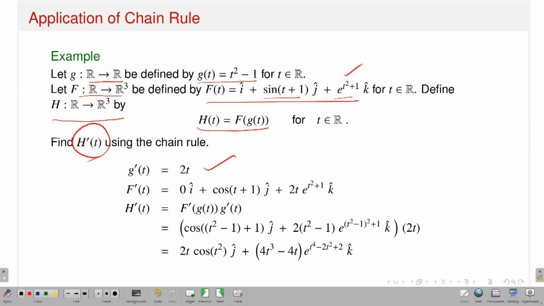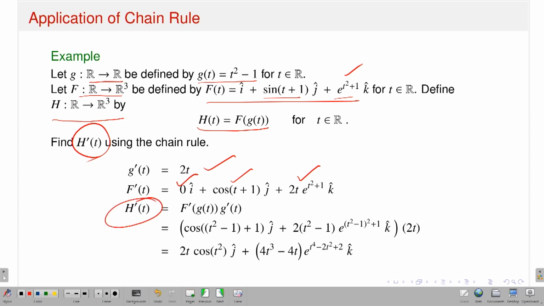Each of the component functions is differentiable. And what is the derivative? You just take the derivative of the corresponding function. The first component function is constant, so the derivative is 0. The second component function is sine of t plus 1, and the derivative is cosine of t plus 1. And the third component function is e to the power t square plus 1. That is also a nice function, and what is the derivative? You just calculate it: e to the power t square plus 1 times 2t.